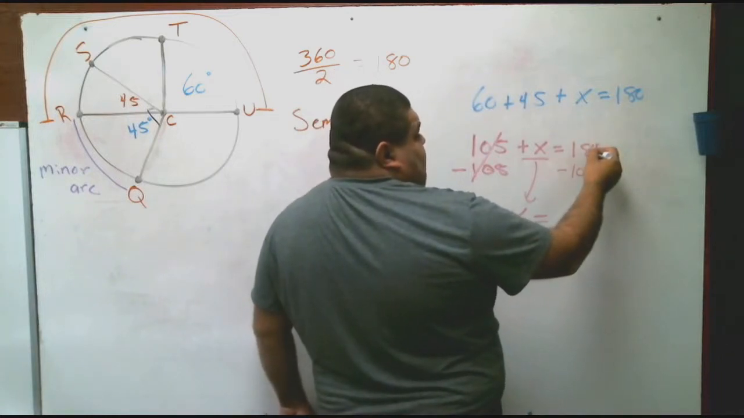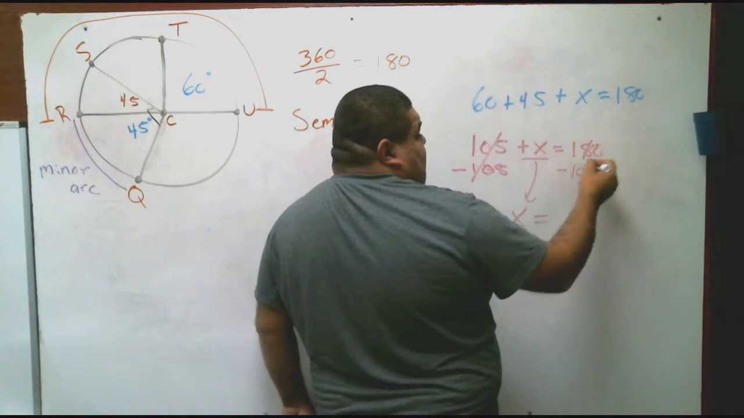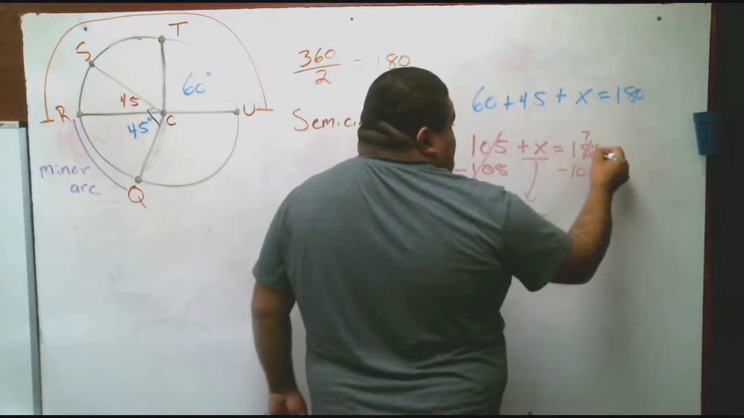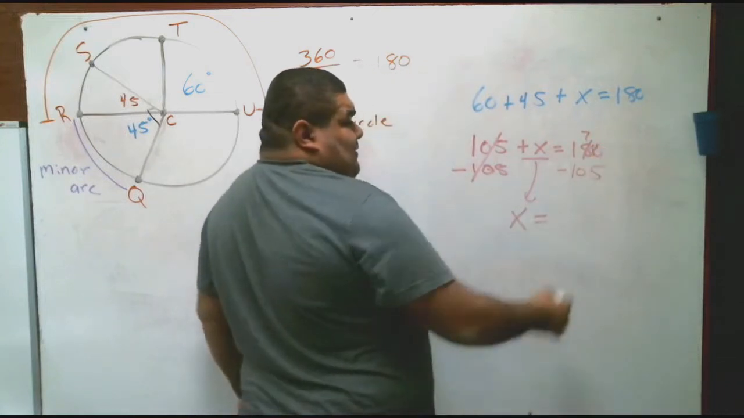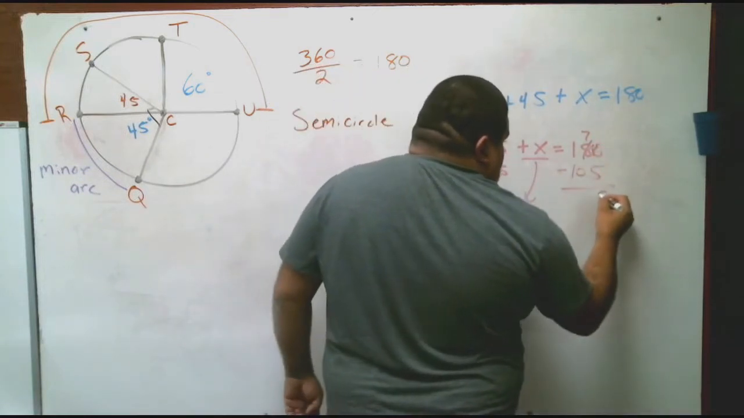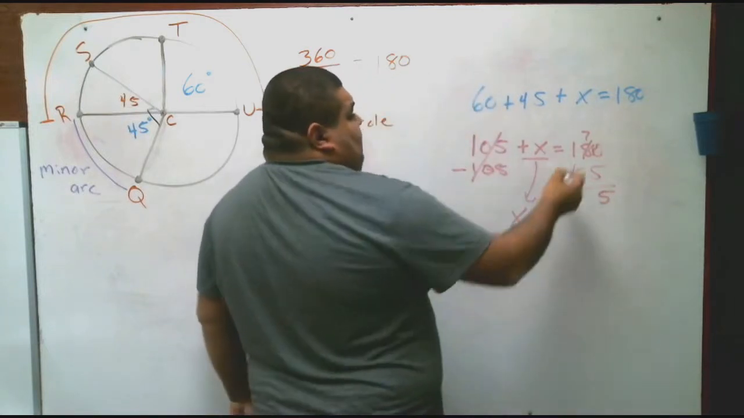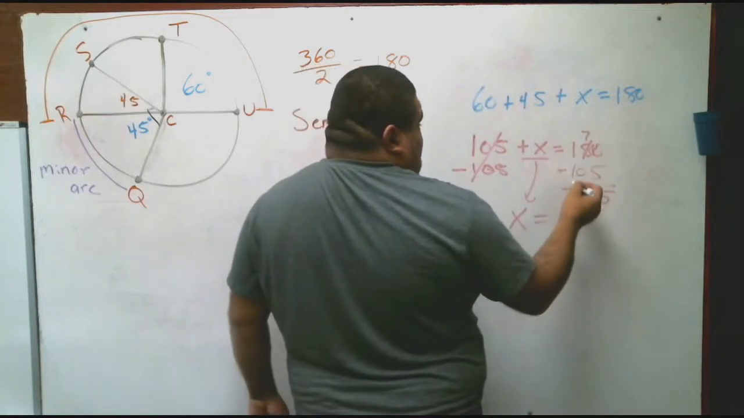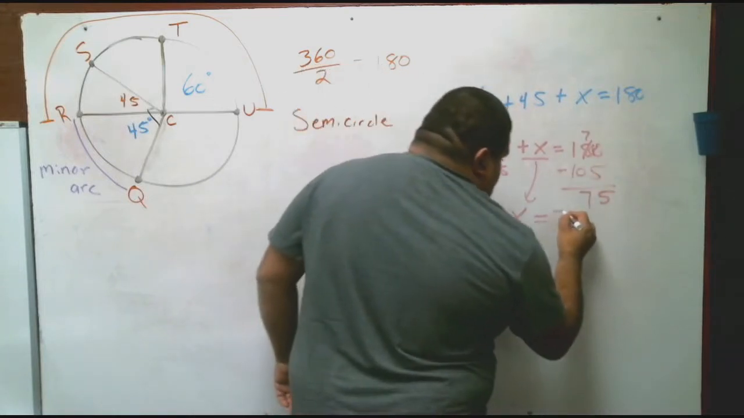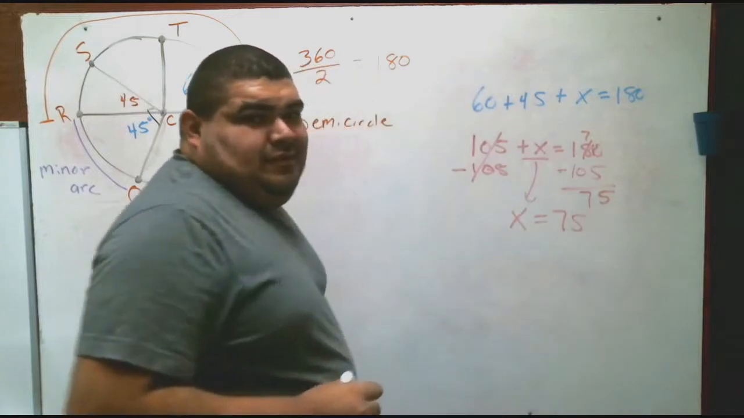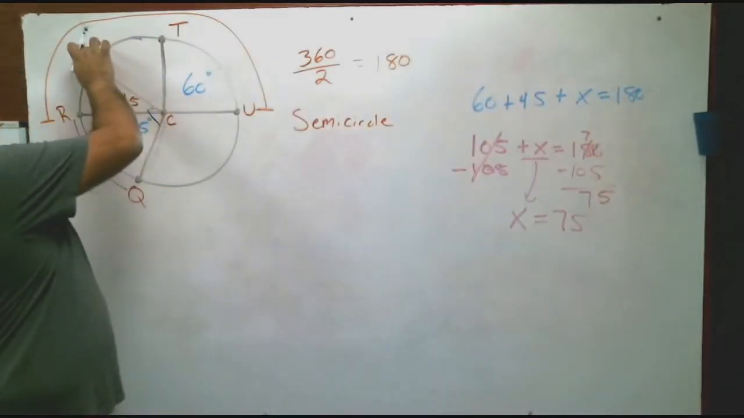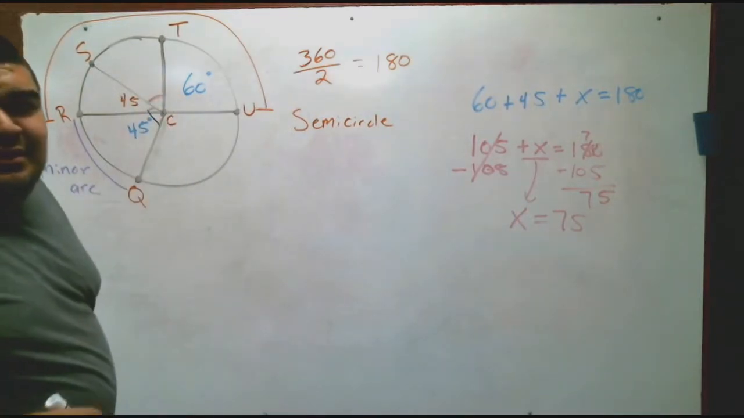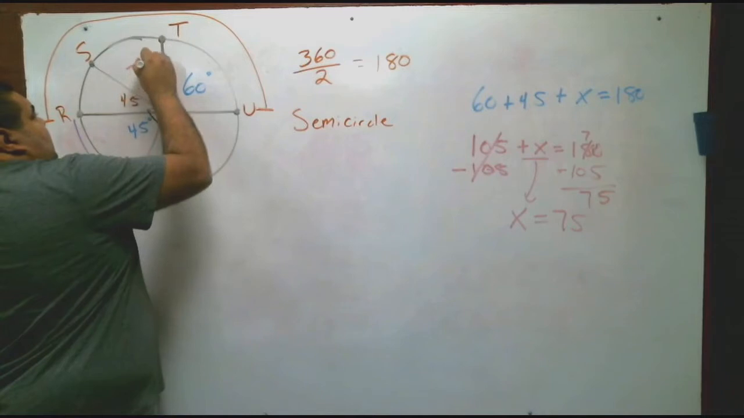Since 8, we have to borrow, because 0 minus 5 doesn't work out. 0 has to borrow from 8, so 8 becomes 7, and 0 becomes 10. 10 minus 5 is 5. 7 minus 0 is 7. And 1 minus 1 is 0, right? So the answer is x equals 75. So that means that this angle here, between ST, is 75 degrees.